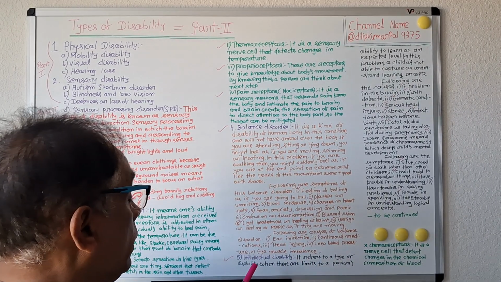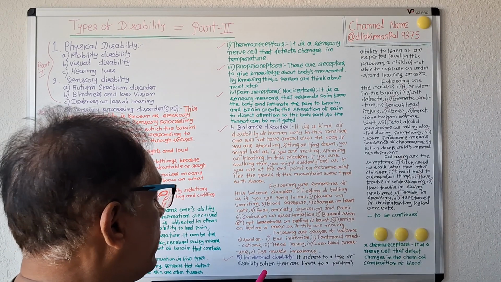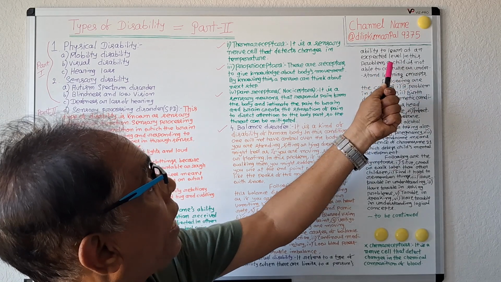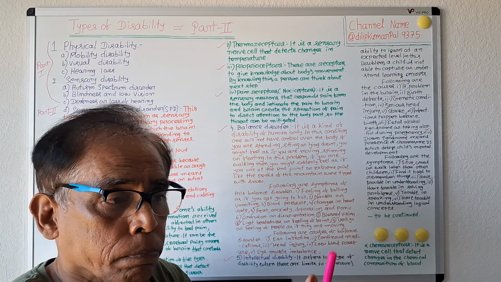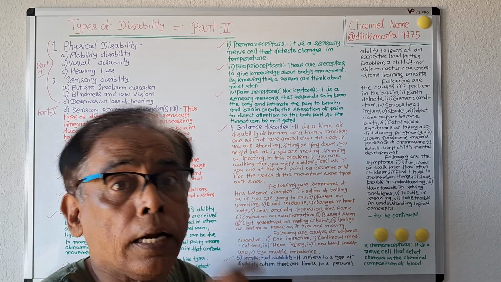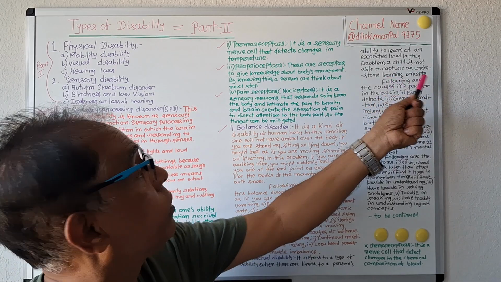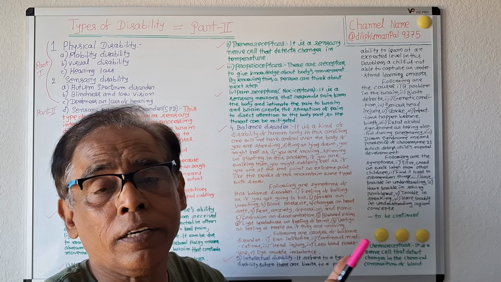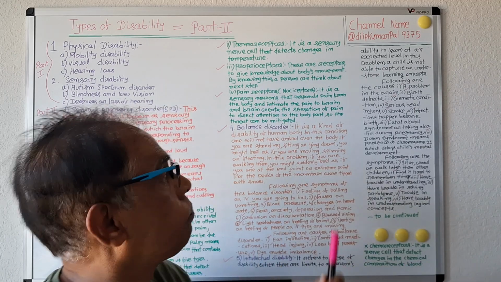Now discuss intellectual disability. It refers to a type of disability when there are limits to a person's ability to learn at an expected level. In this problem, a child is not able to capture or understand the learning process. A child will have problems understanding different things and learning.